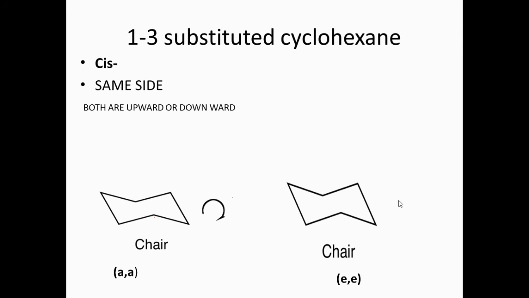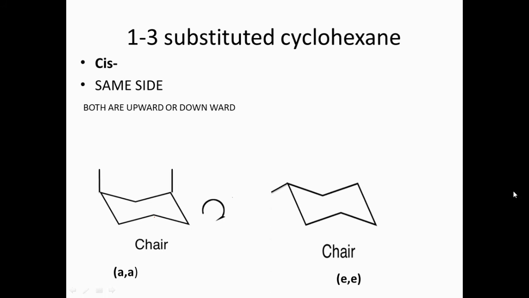Okay, let us see. The first place is in the upward direction. In the third place, if it is also in the upward direction, it can be considered a cis form. Third place also is in the upward direction, so that means both are axial. Axial, axial is a cis form.